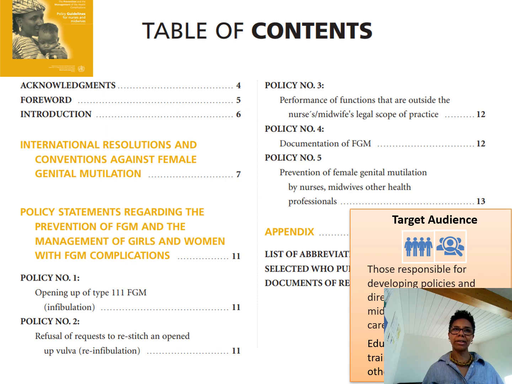When you click on the link, what you find is a table of contents. The first part is really just a list of 5 policies regarding infibulation, re-infibulation, documentation of FGM, and prevention of FGM by nurses, midwives, and other health professionals. Policy 3 was really a historical one.